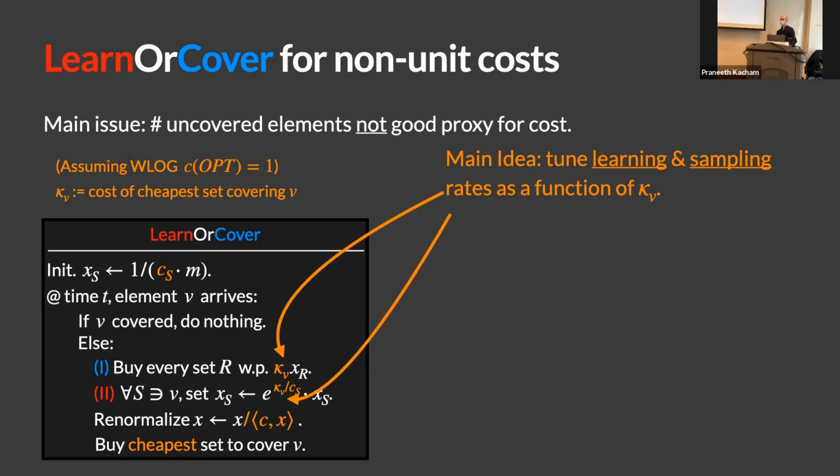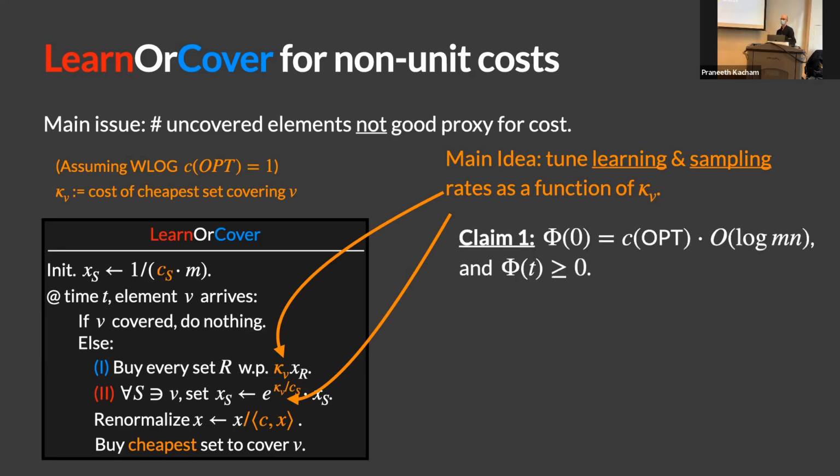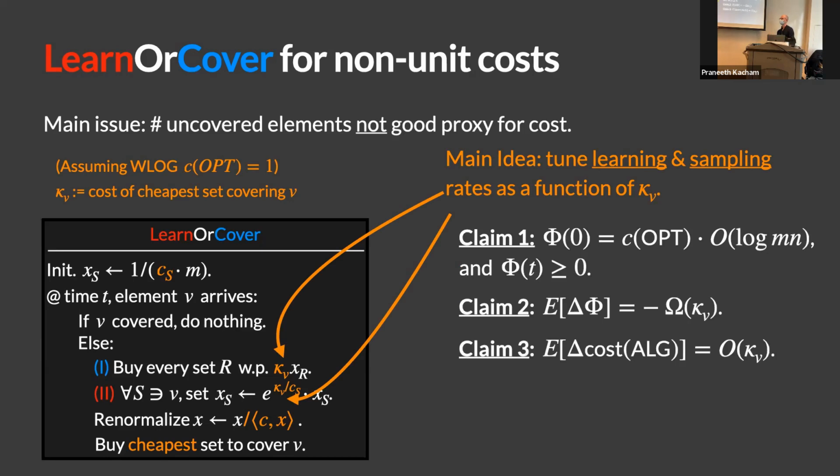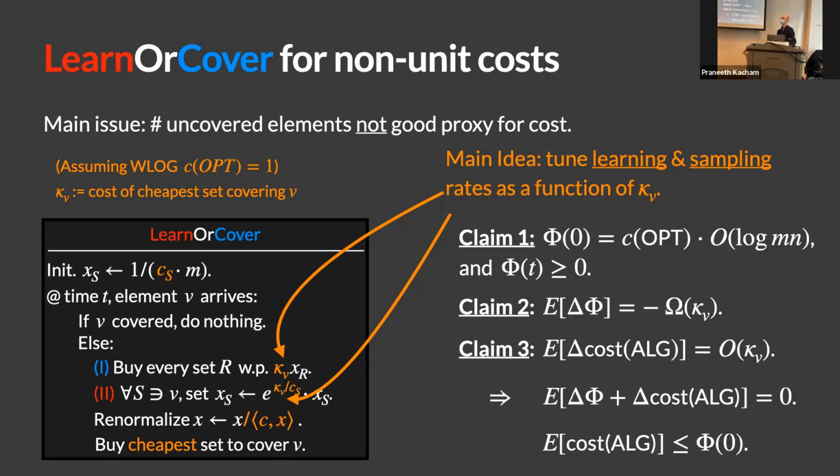I can say something quickly. It might not mean anything to you, but the trick is to carefully tune both the rate at which you sample and the rate at which you update the distribution to reflect kappa v, which is the cost of the cheapest set covering the incoming element. And then you can carefully do the analysis and get it to work out. But I don't have time to talk about this. The takeaway here is just that there are more ideas that go into this weighted setting.